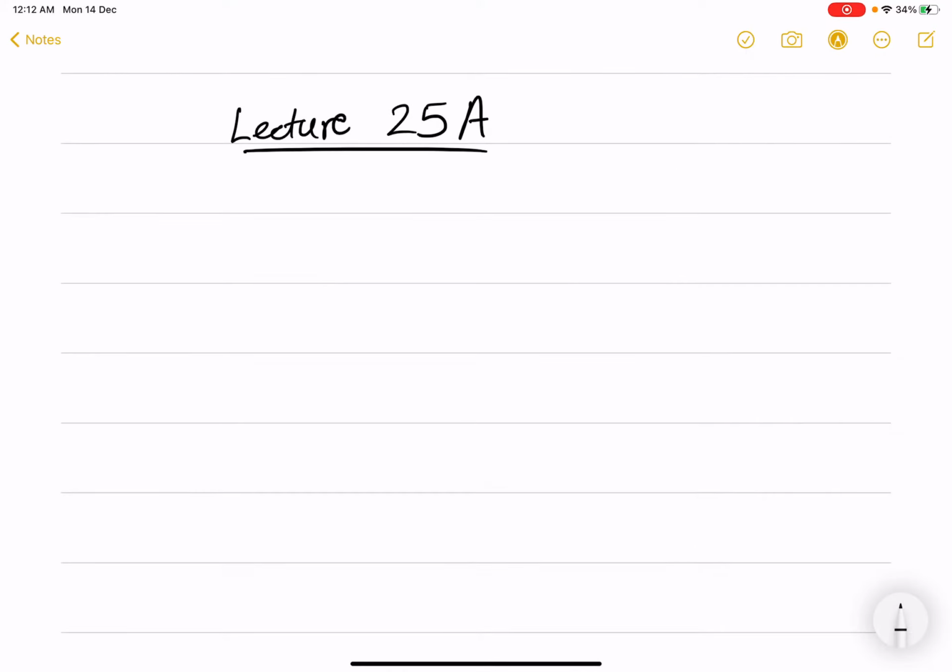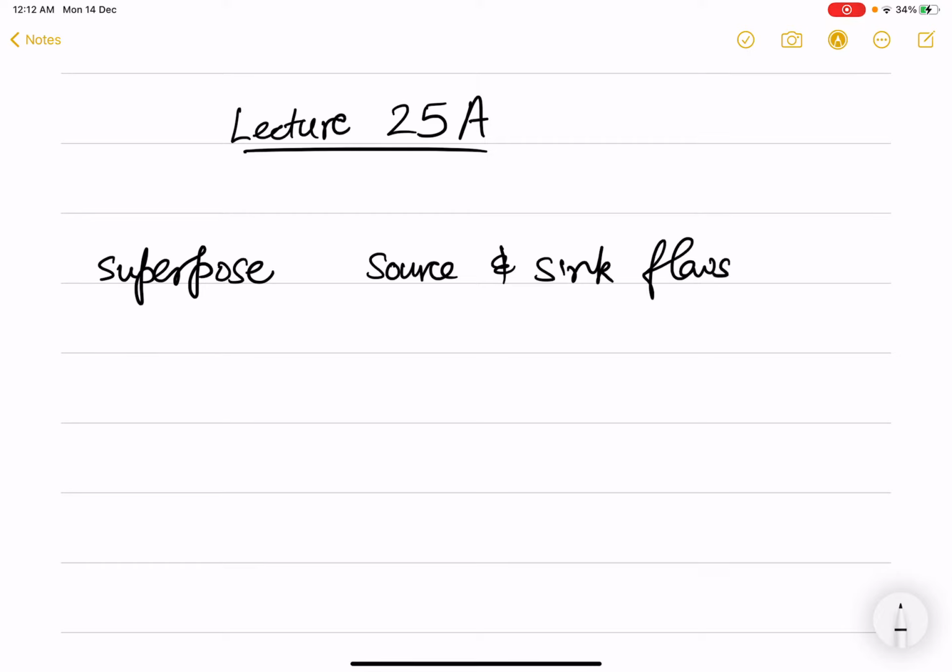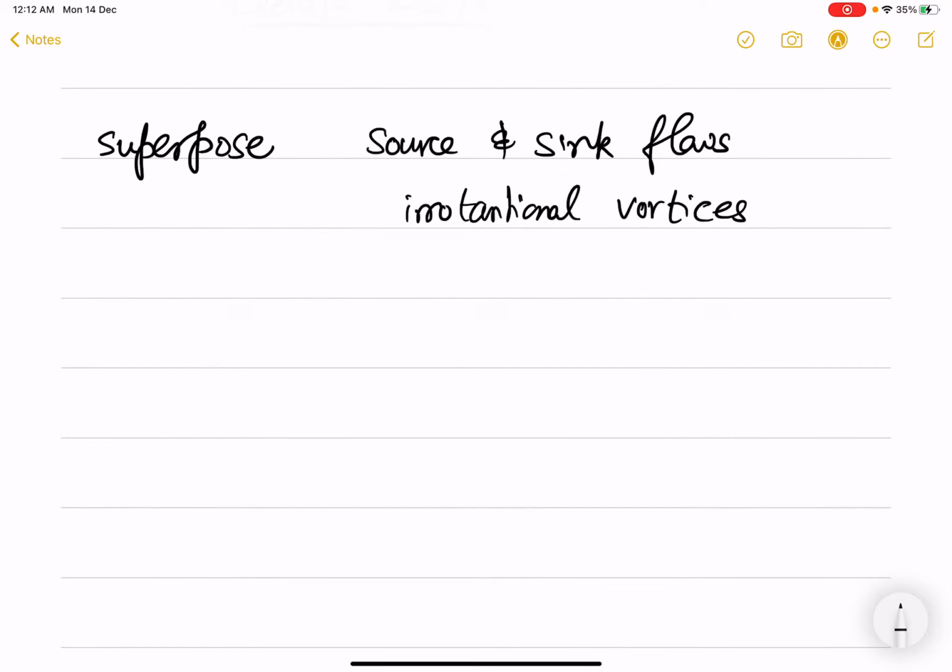Welcome to this brief lecture on fluid mechanics, and in this class we will see how to superpose source and sink flows, and the same method could be used for irrotational vortices. We will illustrate this with examples from source and sink flow.